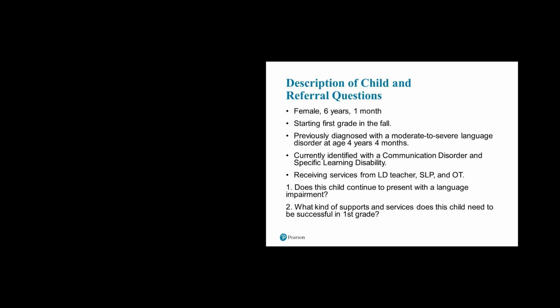So this next case is based on a child who is 6 years, 1 month. She is starting first grade, and she's been previously diagnosed with a moderate to severe language disorder. She was diagnosed at 4 years, 4 months. So she's currently identified with a communication disorder and a specific learning disability. She received services from a special education teacher, the speech language pathologist, and an occupational therapist. So the referral questions are, does this child continue to present with a language impairment? And what kinds of supports and services does this child need to be successful in first grade?